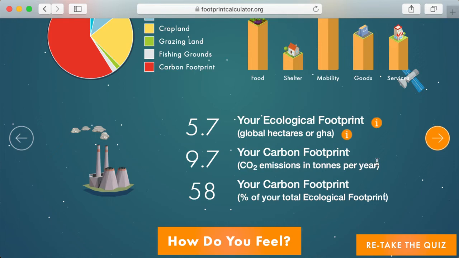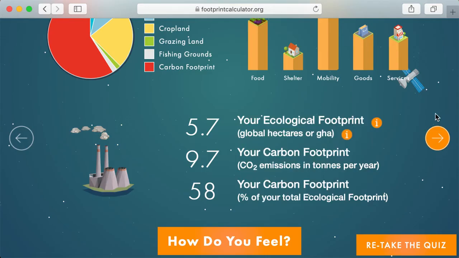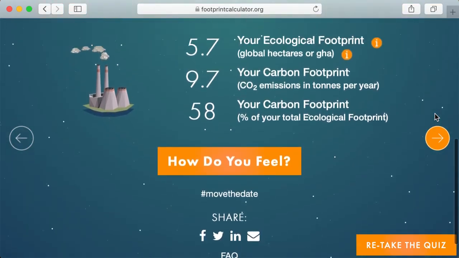The average American, depending on how it's calculated, is somewhere between 16 and 20 tons of CO2 a year. And this also puts it in terms of hectares, which, if you're not familiar with that unit of measurement, is like 2.5 acres. So 5.7 here would be something like around 13 acres. That's how many acres it would take to supply for each human being if we all had that sort of carbon footprint.